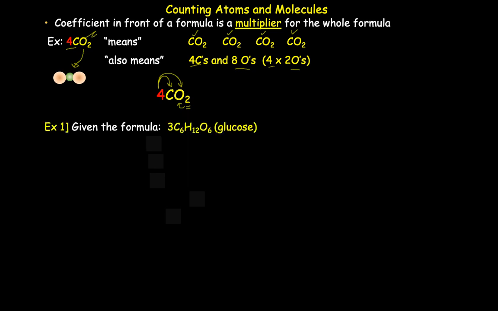So let's just say I'm given the formula 3 C6H12O6, and I want to ask how many carbon atoms I have here. If I look at this, I have 6 carbon atoms, but there's a multiplier in front of 3. So the 3 would be multiplied by the 6, and I would have 18 carbon atoms. Remember, this 3 goes for each of these elements. How many hydrogens? I have 12 hydrogen atoms, and I multiply that by 3, so I end up with 36.